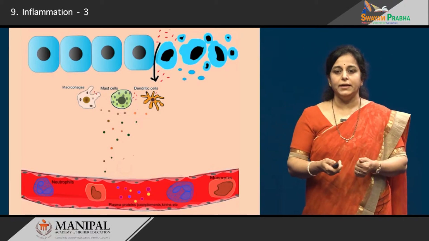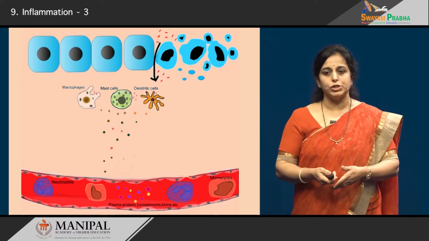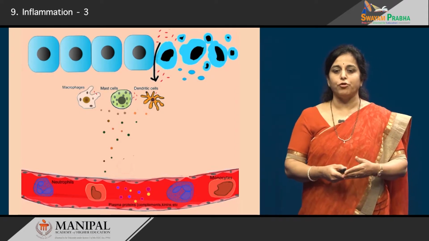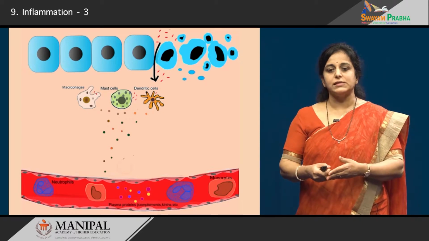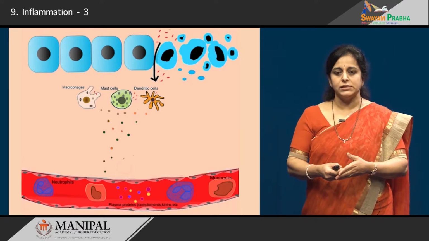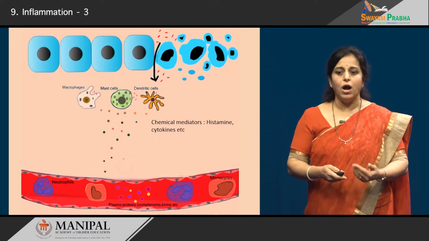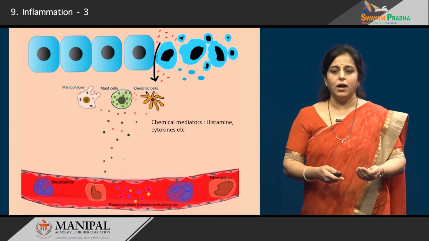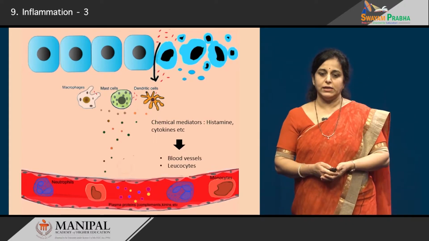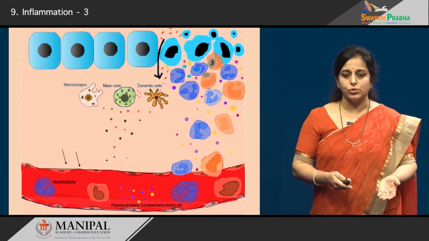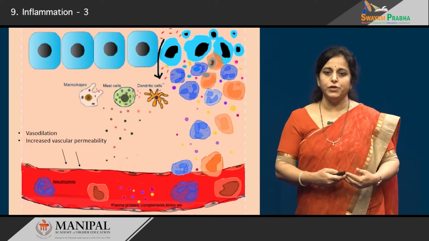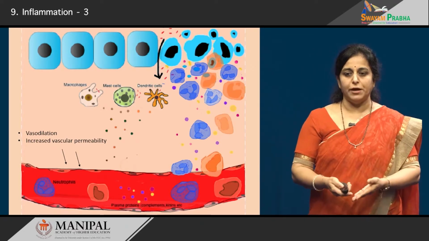Let us get a better understanding of the sequence of events. You can see here the bacteria have gained entry into the body and are causing damage to the host cells. Once this is recognized by the host cells, that is the macrophages, mast cells, and other cells that reside in the tissues, such as the dendritic cell, they release chemicals, which we just saw are mostly histamine and cytokines. The action of these is predominantly on the blood vessels and the leukocytes. In the blood vessels, it leads to vasodilatation and increased vascular permeability. On the leukocytes, it causes emigration from the circulation to the site of injury.